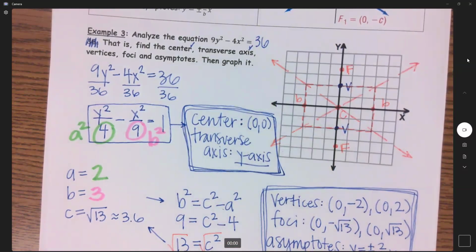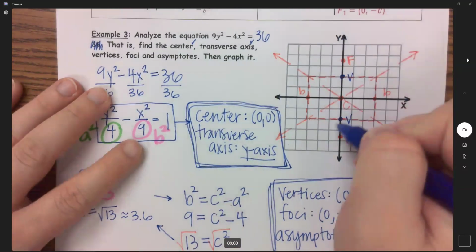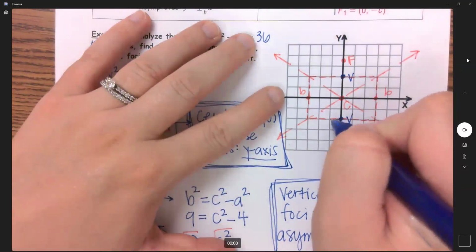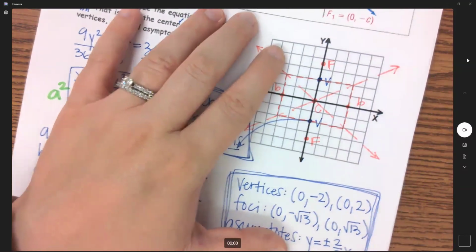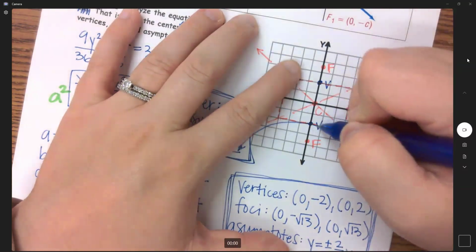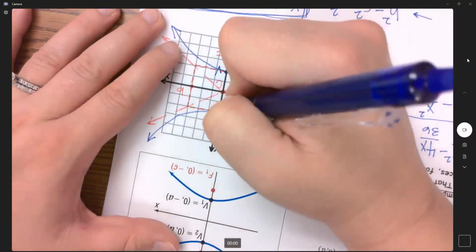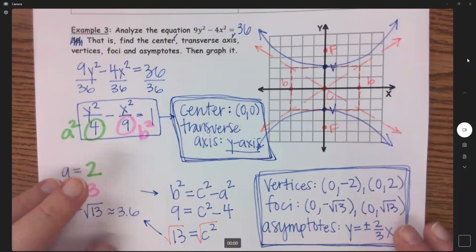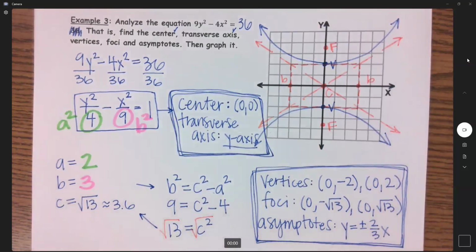And then we can make our graphs. I'm going to go back to blue and connect from our vertices and start hugging. Need more room here. Hugging those asymptotes. So the only part of this graph are those blue lines. And you can see this one's very wide this time.